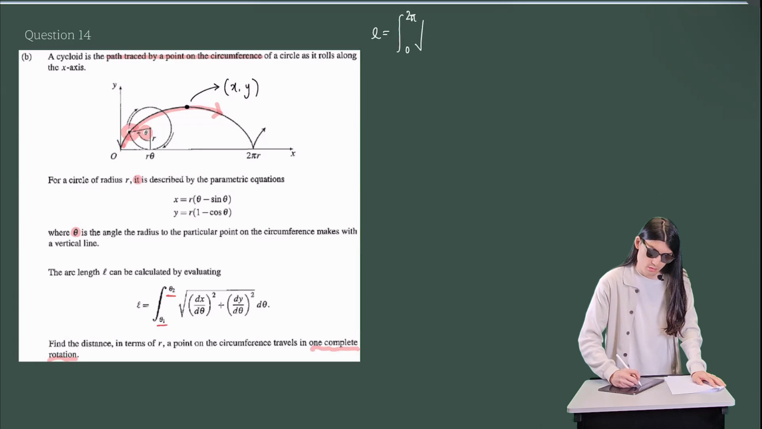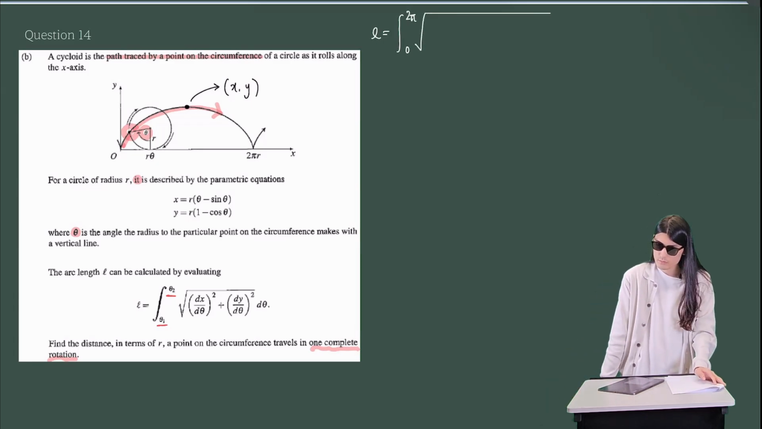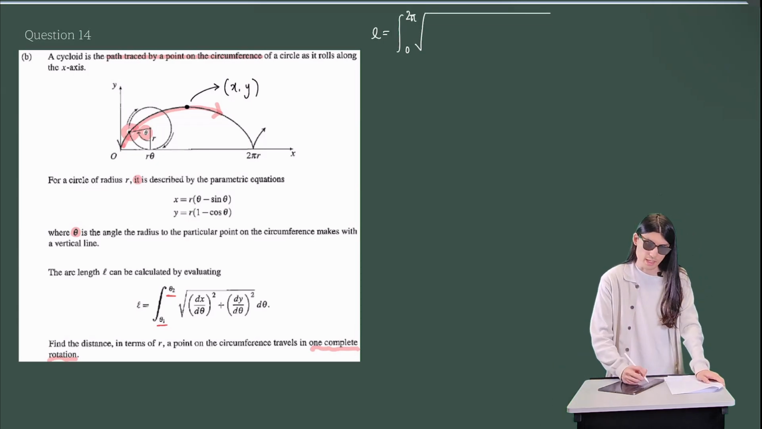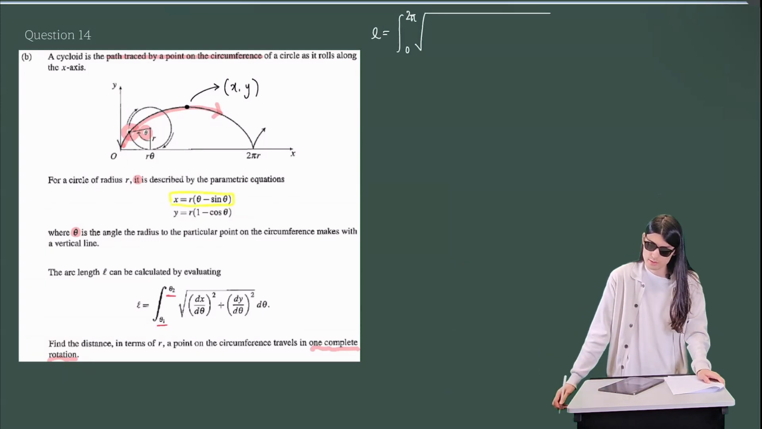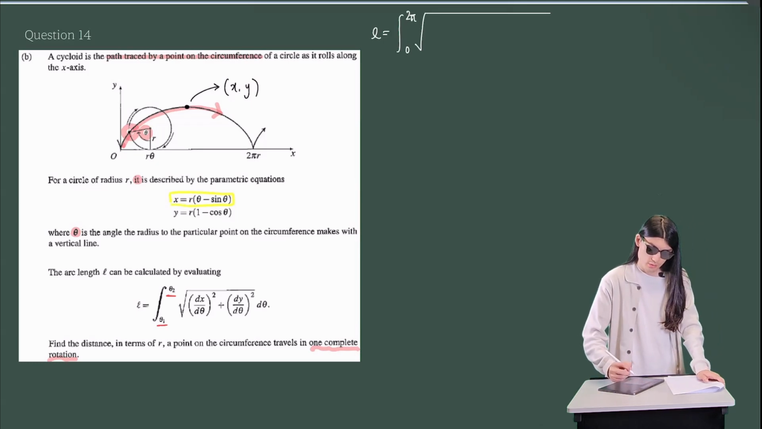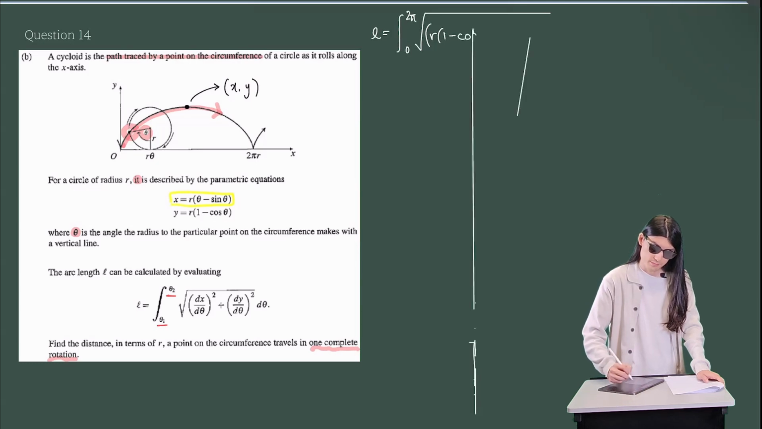And the integrand is the square root of (dx/d theta) squared. Now, what's dx/d theta? Where do we get that from? Of course, it's just this x over here, differentiated with respect to theta, isn't it? Which would, of course, be r is a constant, 1. Now, sine differentiated, derivative of sine, cos. Oops.